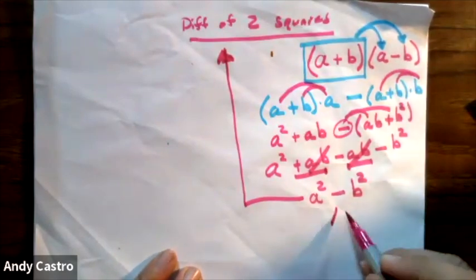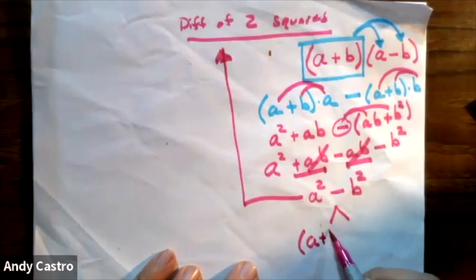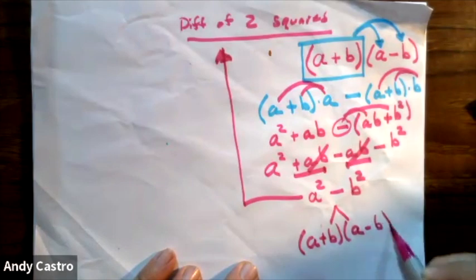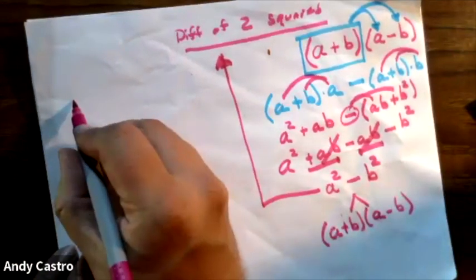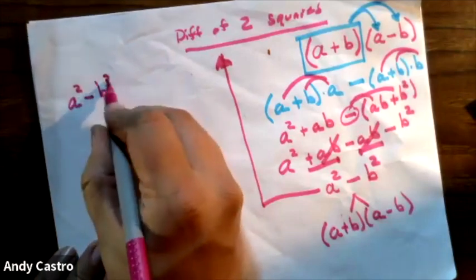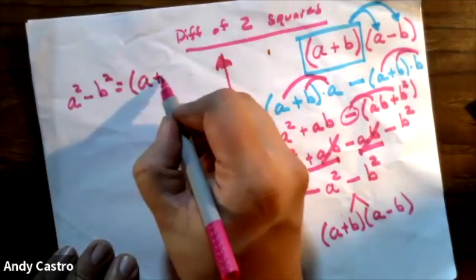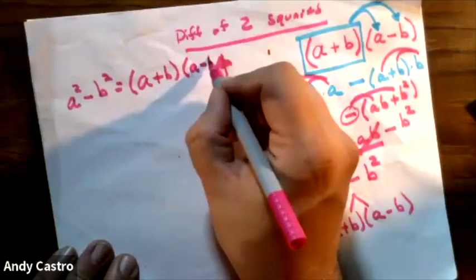So that will then factor into A plus B times A minus B. So in algebra books, you'll see A squared minus B squared is equal to the quantity A plus B times the quantity A minus B.